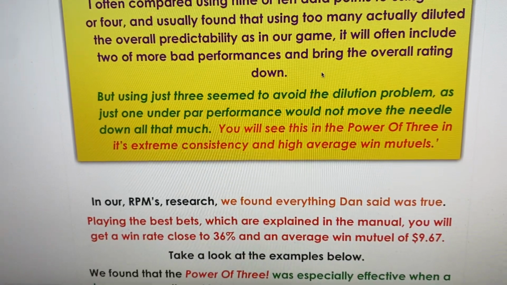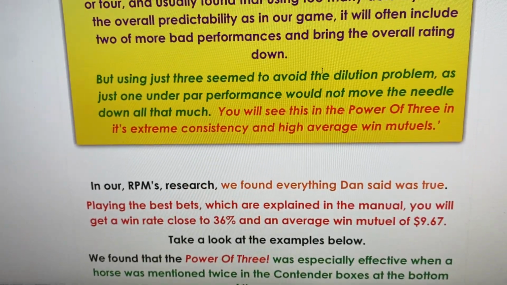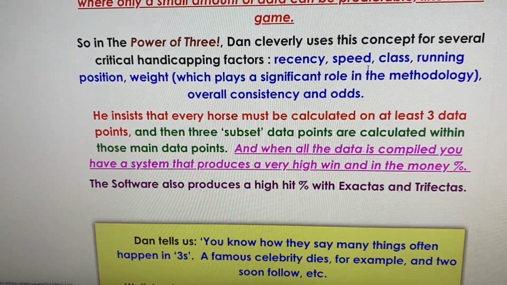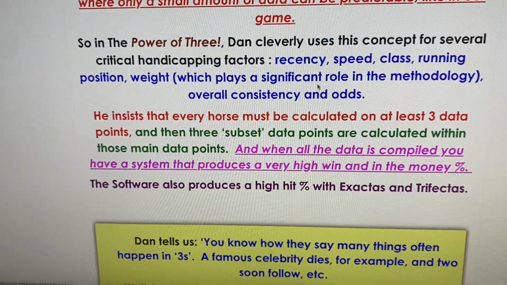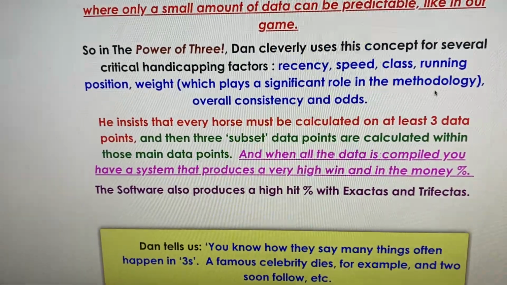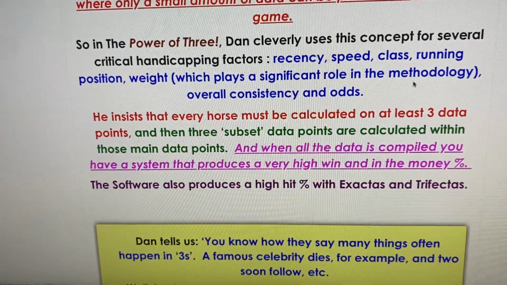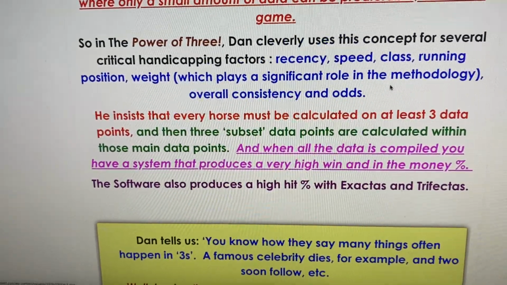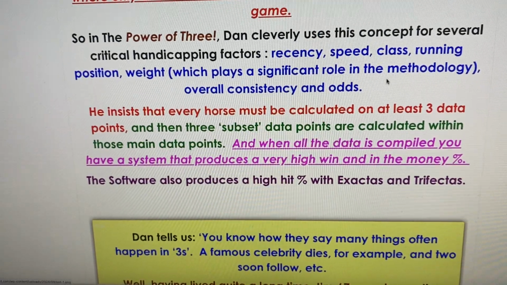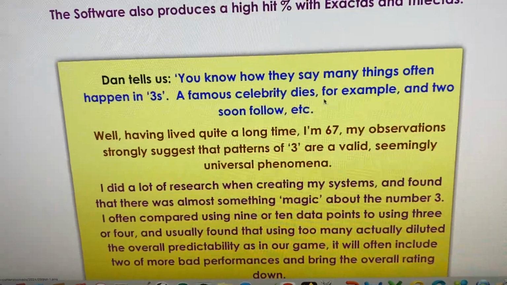So that's basically his idea, and he's done it with several different factors: recency, speed, class, running position, weight, which actually plays a pretty big role. You don't hear that much about weight anymore, but if it's used right, it is significant, especially in claiming races, low to high, mid-level claiming races, overall consistency and odds. And the results really are great.